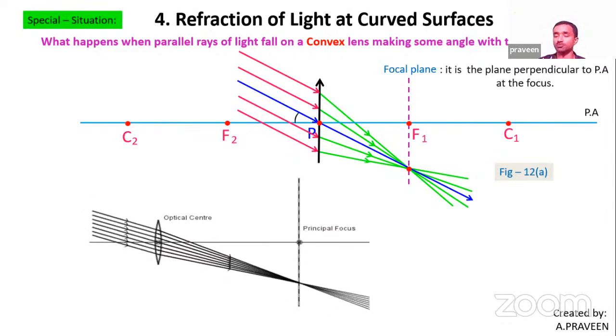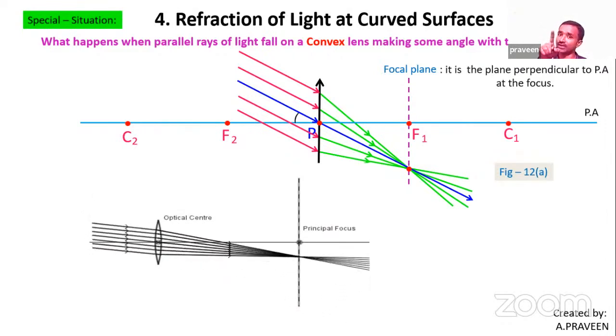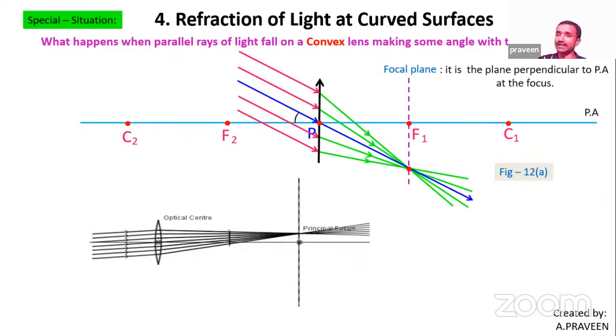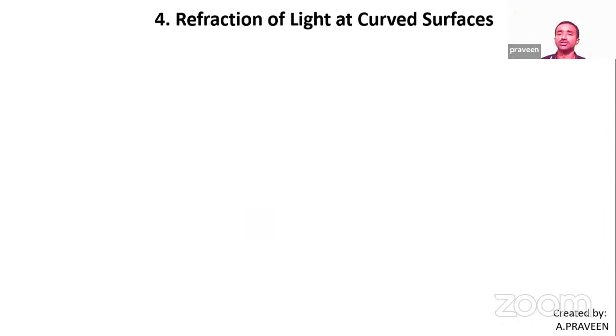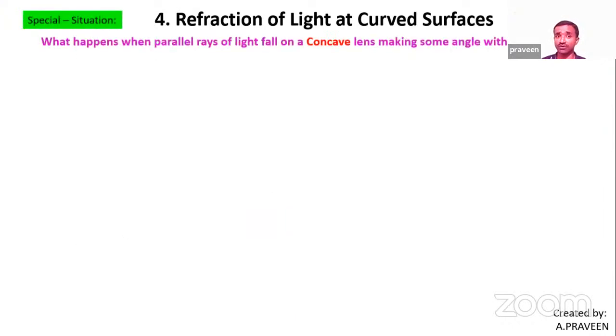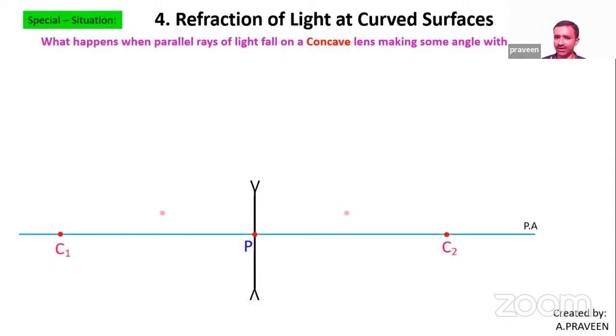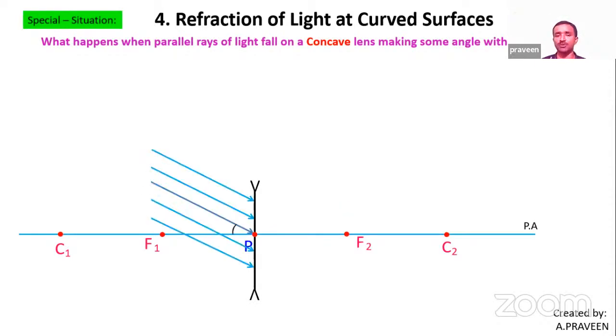So F1 is the principal focus. Any point you can select on the focal plane is called the imaginary focus, or secondary focus. Okay, so this is the special situation for the double convex lens. Now concave lens, same thing. A parallel beam of light rays, but making an angle with the principal axis. So what happens after refraction?